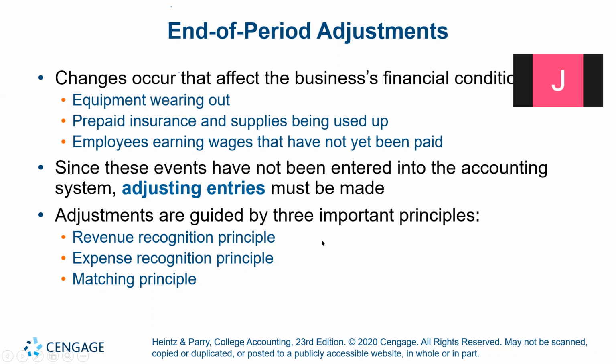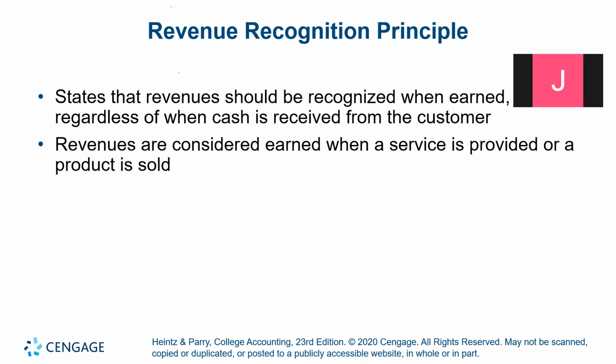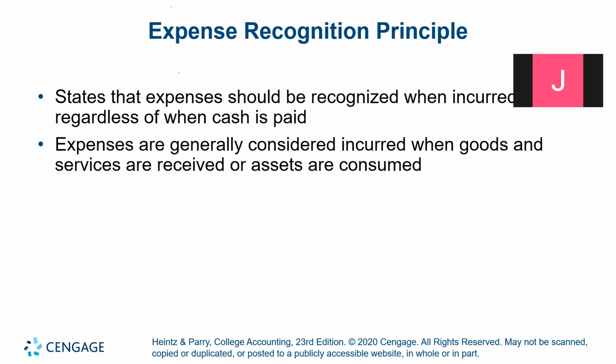The matching principle, maybe the most important of the many GAAP principles. Matching principle, revenue versus expenses. That's what we're matching, revenues and expenses. The revenue recognition principle, we should know this already, says that revenues should be recognized when earned, regardless of when cash is received from the customer. Revenues are considered earned when a service is provided or a product is sold, okay? The recognition of the revenue and the expense does not follow the cash.